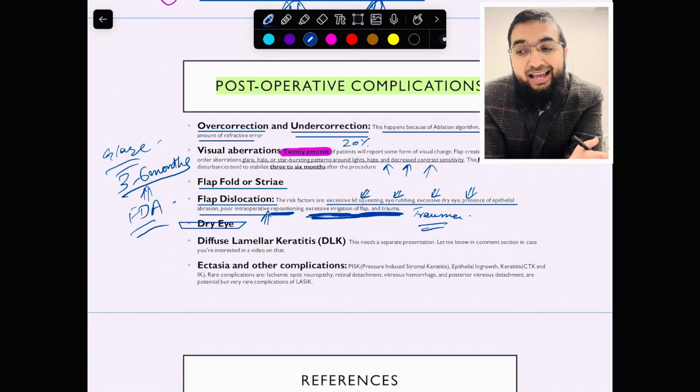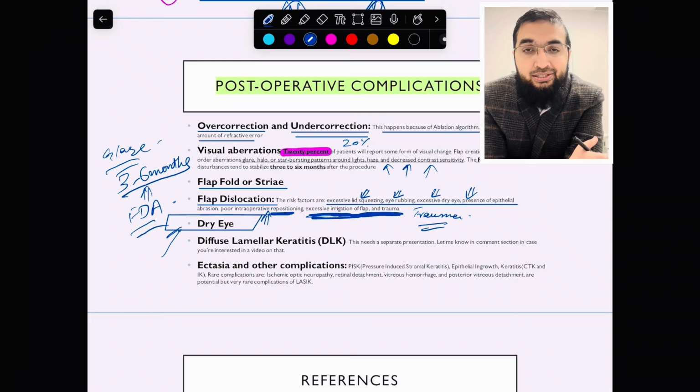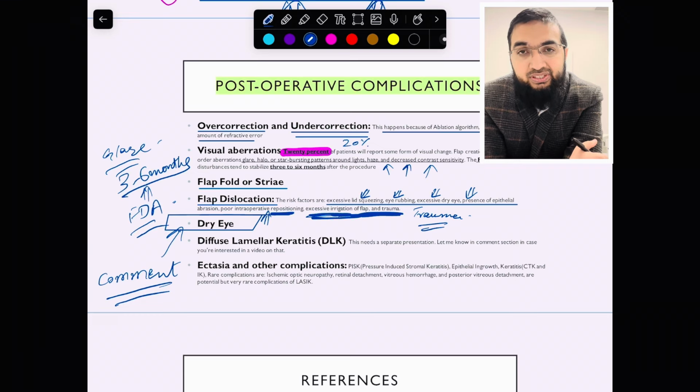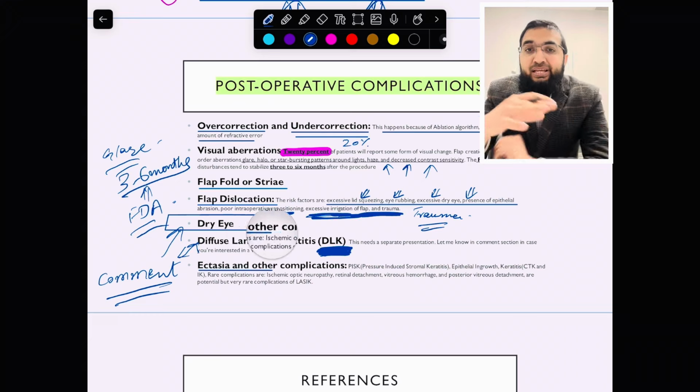Dry eye. In my personal experience, I have seen more than 80% of LASIK surgery patients getting dry eyes after the surgery. So if you also got LASIK surgery and you have dry eyes, please let me know in the comment section. And if you don't have dry eyes despite getting LASIK surgery, please let me know, because almost always I end up seeing dry eyes after LASIK surgery. And DLK, diffuse lamellar keratitis: if you want a full video on this, let me know, because it's a big topic. I will discuss it some other time, especially if you are interested. Let me know in the comment section.